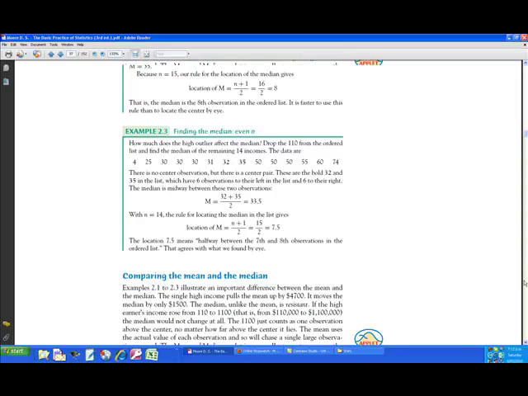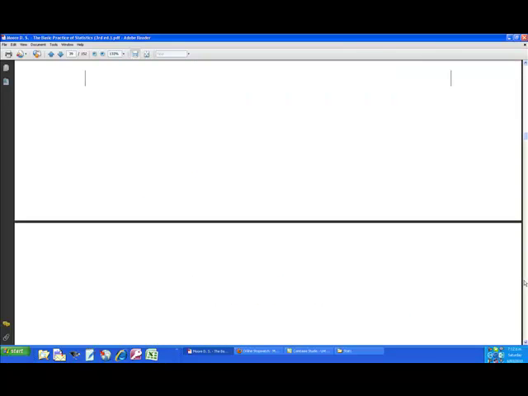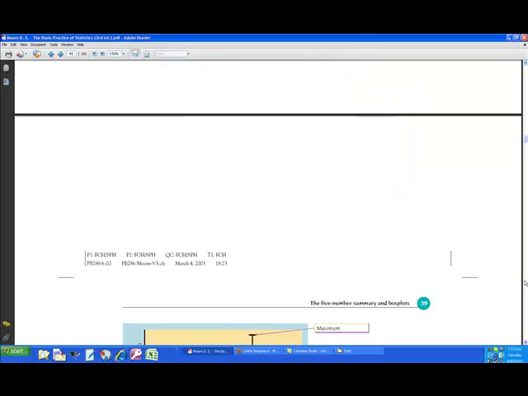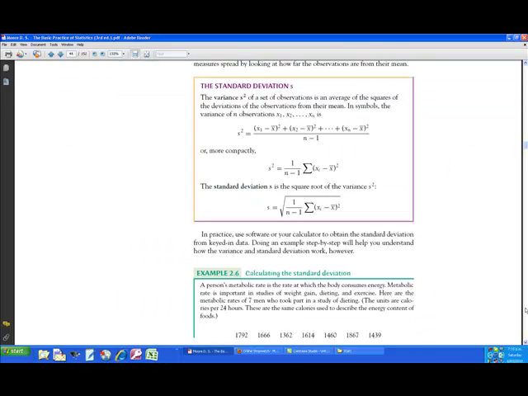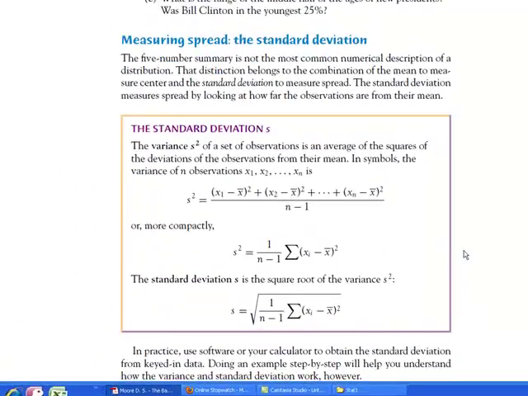And if the data is skewed to the right, then the mean will be greater than the median. And if it's skewed to the left, the mean will be less than the median. That's a visualization, rather, of that data. Okay, the standard deviation.